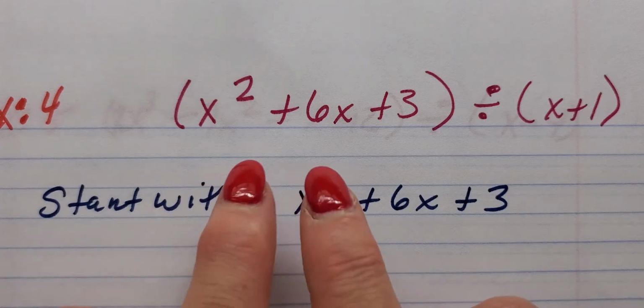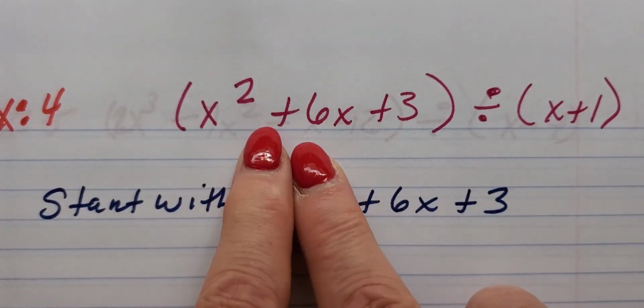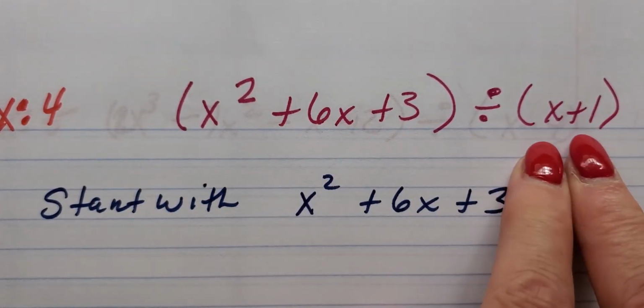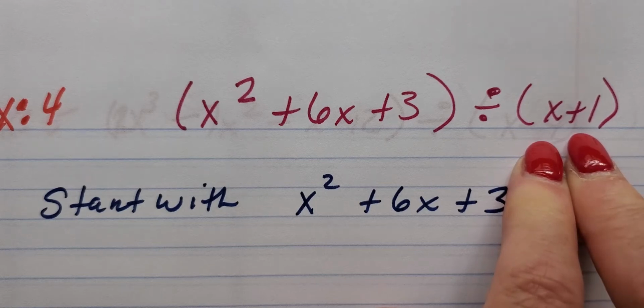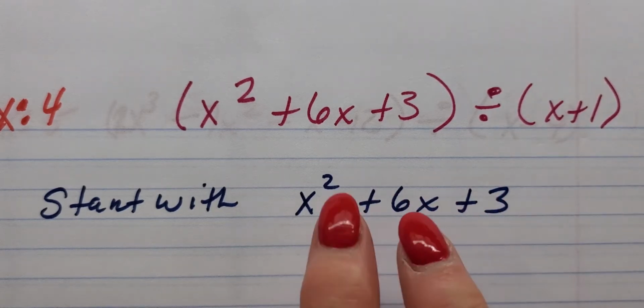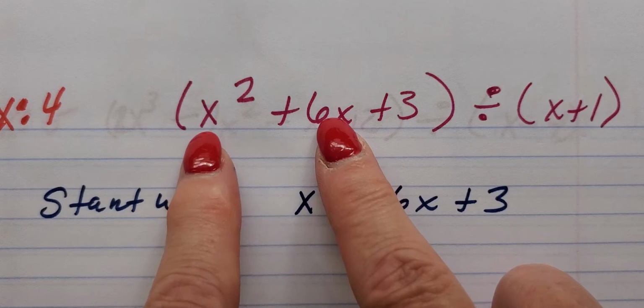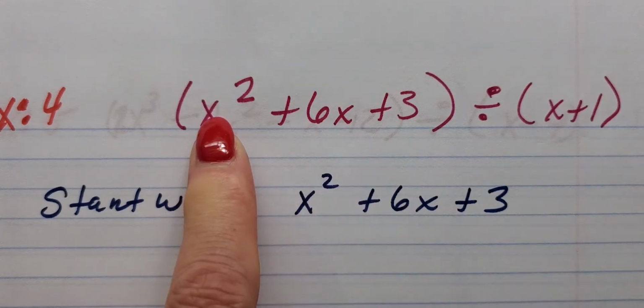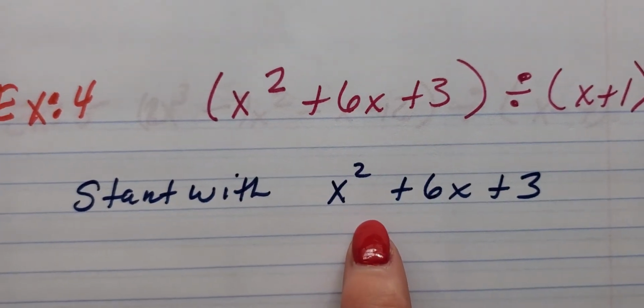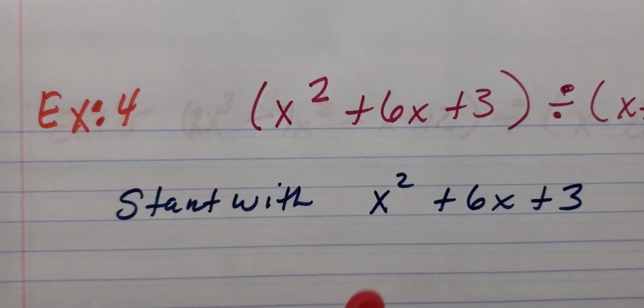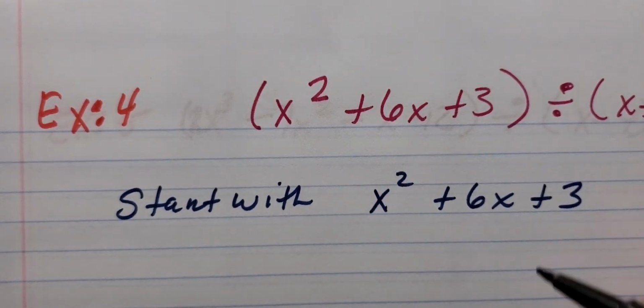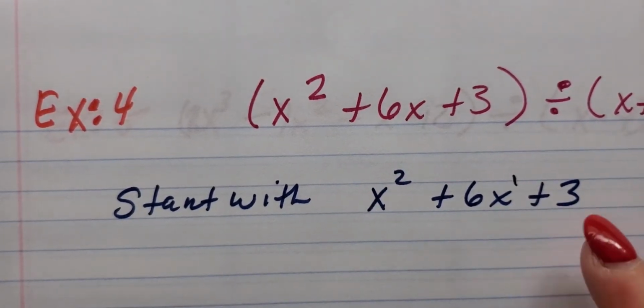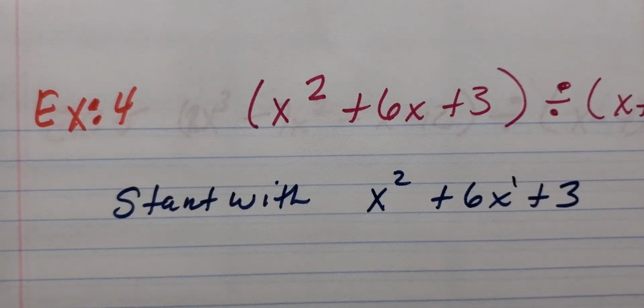Okay. So I have a polynomial, and this time I'm dividing it by the binomial x plus 1. So the first thing we want to do is start with the polynomial itself, and make sure that it is in descending order. It goes x squared, x to the first, and then we have that number.